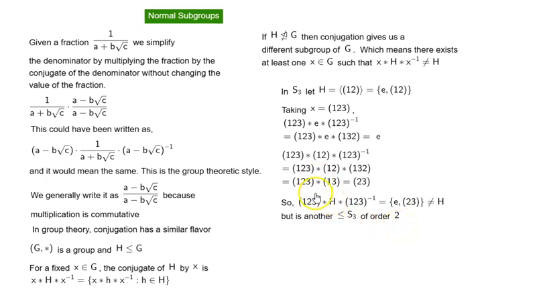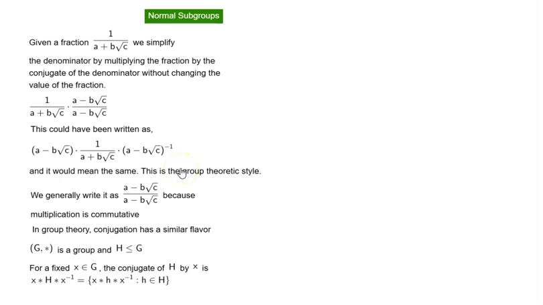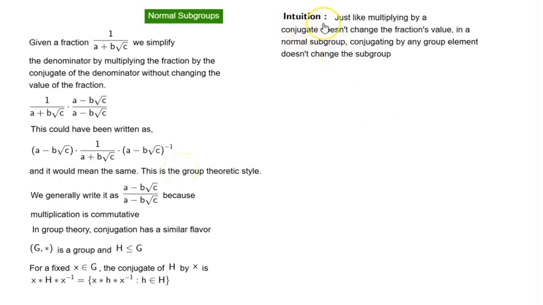So remember, when this condition is satisfied, then it is a normal subgroup. When it is not satisfied, it is still a subgroup, but it is not a normal subgroup. Now let's look at some interesting aspects. Intuitively speaking, just like multiplying by a conjugate doesn't change the fraction's value, in a normal subgroup, conjugating by any group element doesn't change the subgroup.